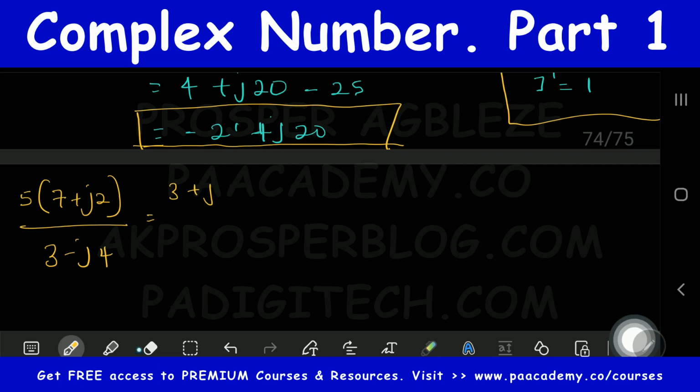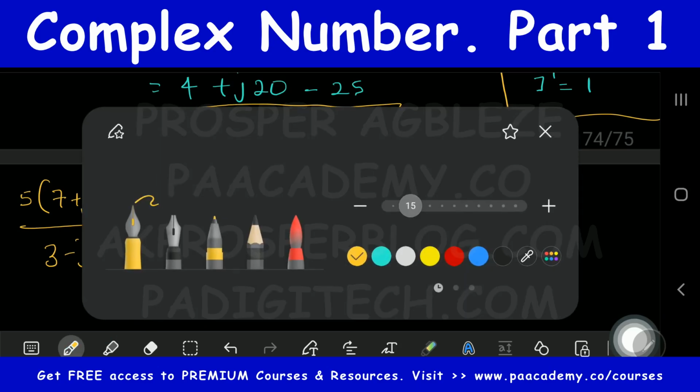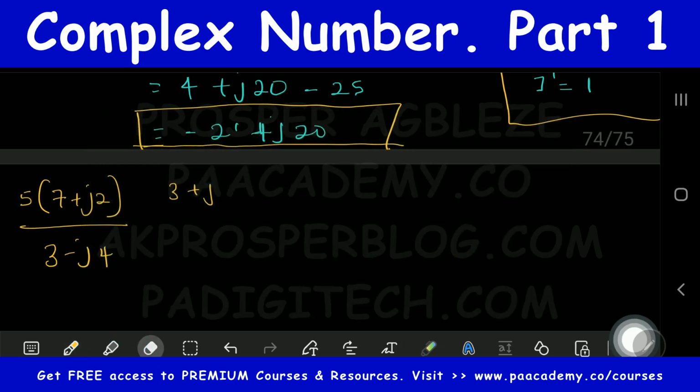Okay, so let me just do it straight up. Instead of this equals to, let me just have the multiplication sign. So we are going to multiply it by 3 plus j4 over 3 plus j4. Remember, if you do this, this can cancel, it becomes 1. But we want to simplify it, that's why we are doing it like this.